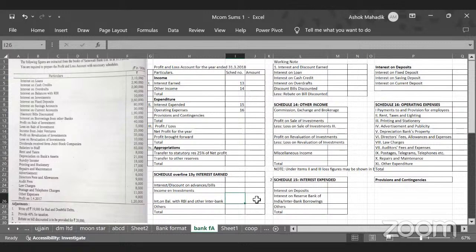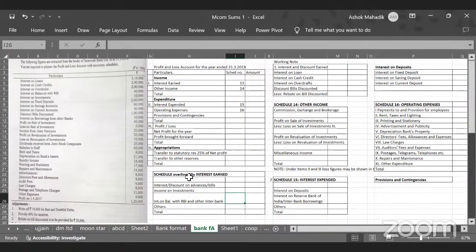Have you understood the criteria? How to judge whether a given item is income or expense? If it is income, it will go to schedule number 13. If it is expense, we will go to schedule number 15, interest item. Clear? So interest on fixed deposit, interest on saving account, interest on current account will go to schedule number 15. Correct?